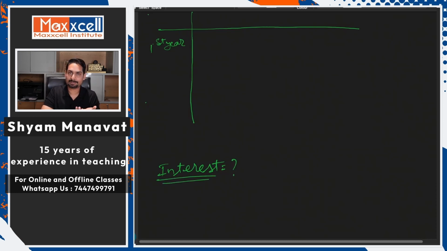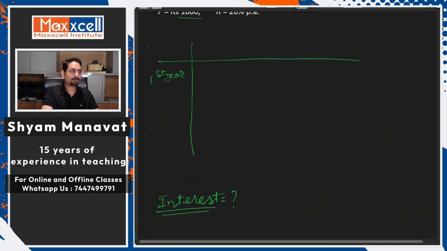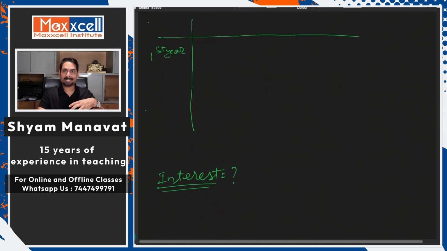What is the definition of interest? Interest means extra sum, extra value, extra rupees, extra money which you receive if you are investing, or if you are borrowing, then you have to pay, right? So apart from the principal, whatever extra money you have to pay or receive, that's called interest.